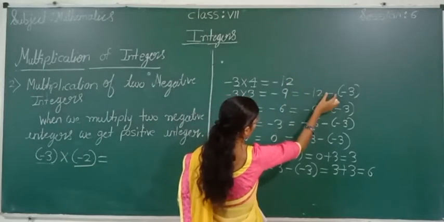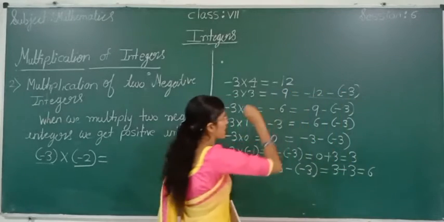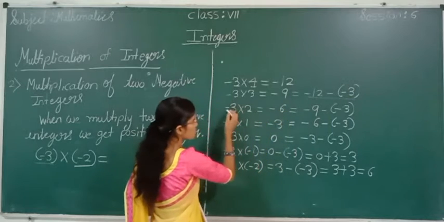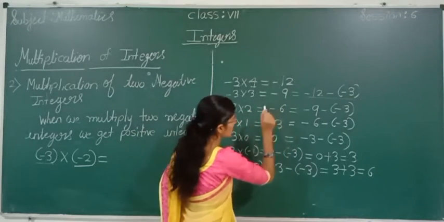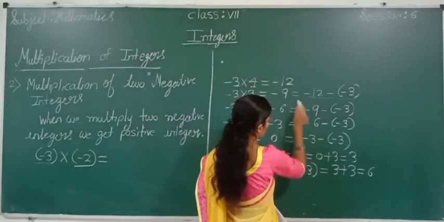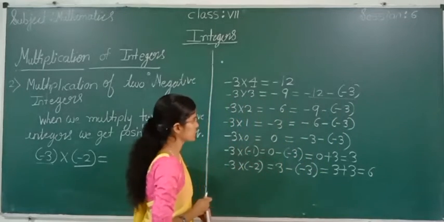Minus 12 minus of minus 3. If you solve this, you will get minus 9. Minus 3 into 2 is minus 6. You knew that when you multiply a negative integer and a positive integer, you will get a negative integer. Now see here, minus 9 minus of minus 3, we will get minus 6.